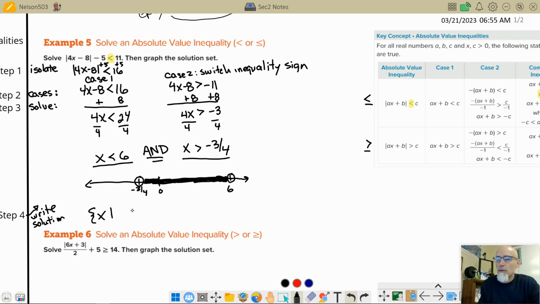Now, how do you do this as an inequality? You put the x in the middle and you say, I want the numbers that are greater than negative 3/4, and I want the numbers that are less than 6. This means right here, when I say this, it means and. We want the numbers that are greater than negative 3/4, and we want the ones that are less than 6. And you close it with a little curly bracket.